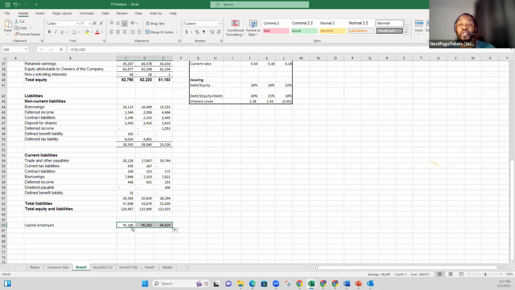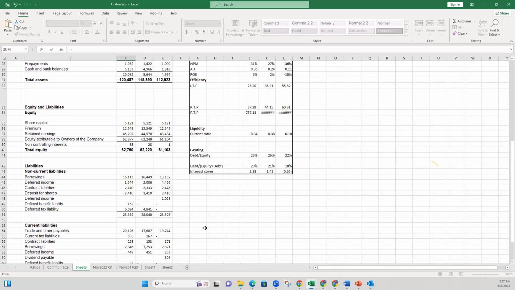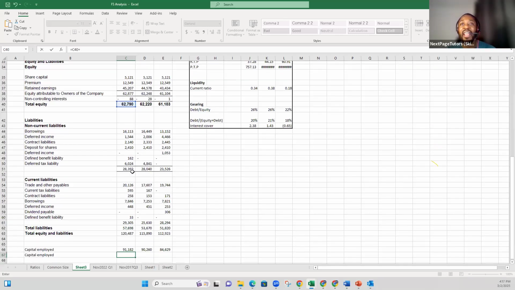Another way to get your capital employed is what? What other way? Equity plus total non-current liability. Equity plus non-current liability. So I can easily pick my total equity plus this non-current liability.